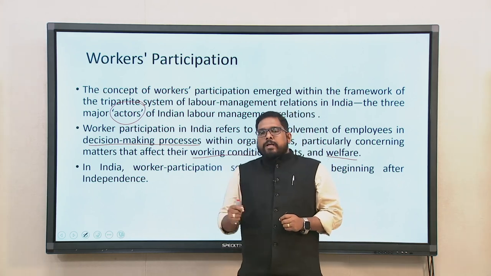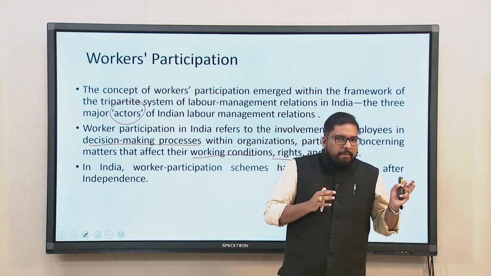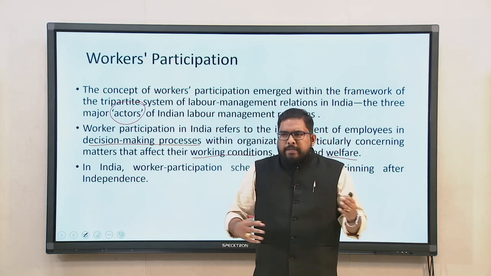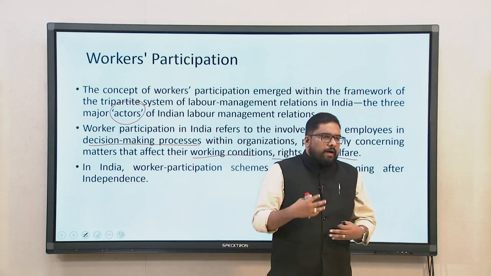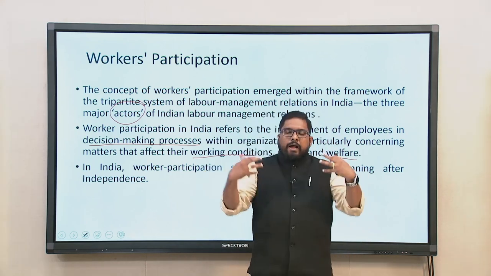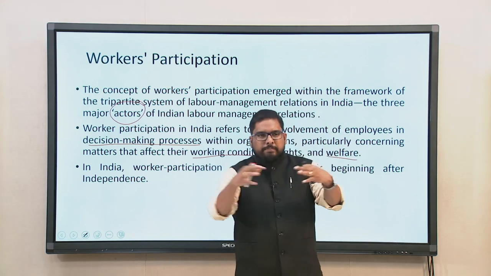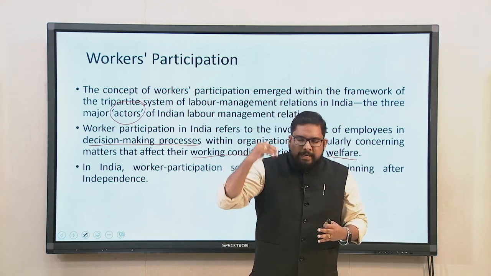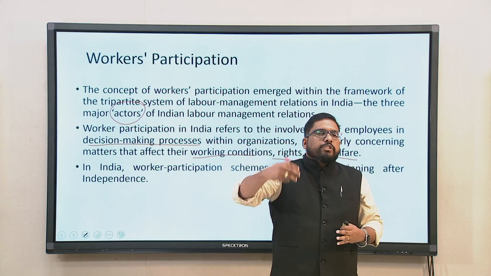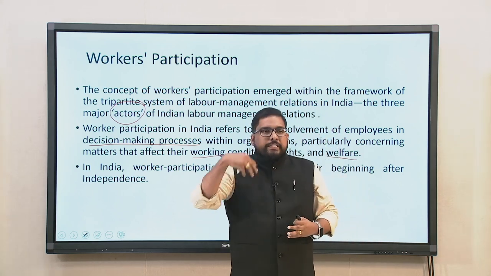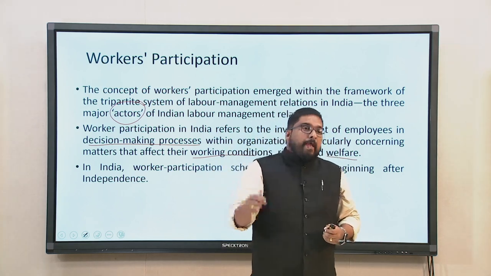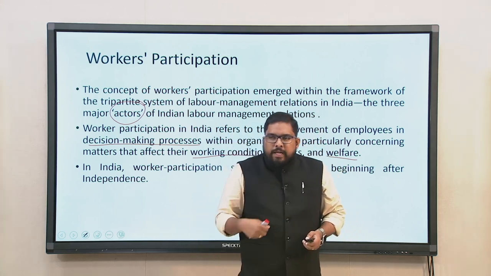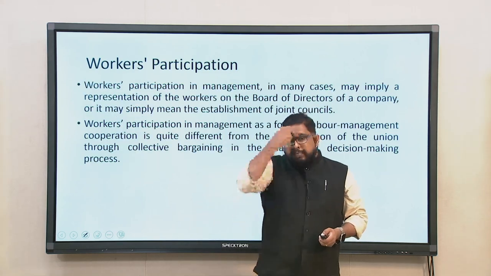So in India, worker participation schemes had their beginning after independence specifically, because again, if you recollect our discussion, before independence it was more of a hegemonic rule. There was a lack of sense of ownership. But as India got independence, there was more of a sense of ownership and more of a sense of belongingness among the people and also with the authorities. So please note the workers' participation actually got the real boost post-independence.